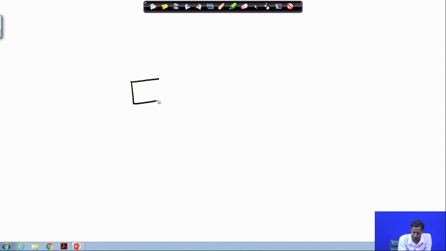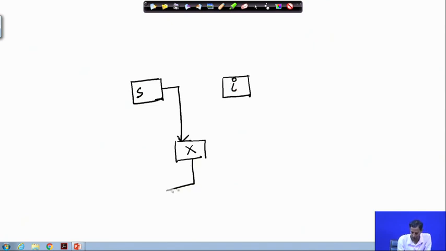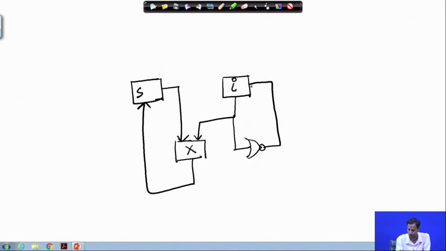If I draw the circuit, here this is the multiplier, again this is the S, this is the I. Then it is coming here, and I is connected to this, and here what I require.